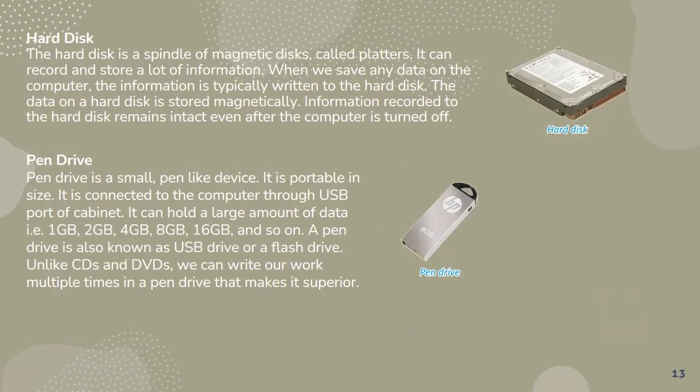Pen drive. Pen drive is a small, pen-like device. It is portable in size. It is connected to the computer through USB port of cabinet. It can hold a large amount of data i.e. 1 GB, 2 GB, 4 GB, 8 GB, 16 GB, and so on. A pen drive is also known as USB drive or a flash drive. Unlike CDs and DVDs, we can write our work multiple times in a pen drive that makes it superior.